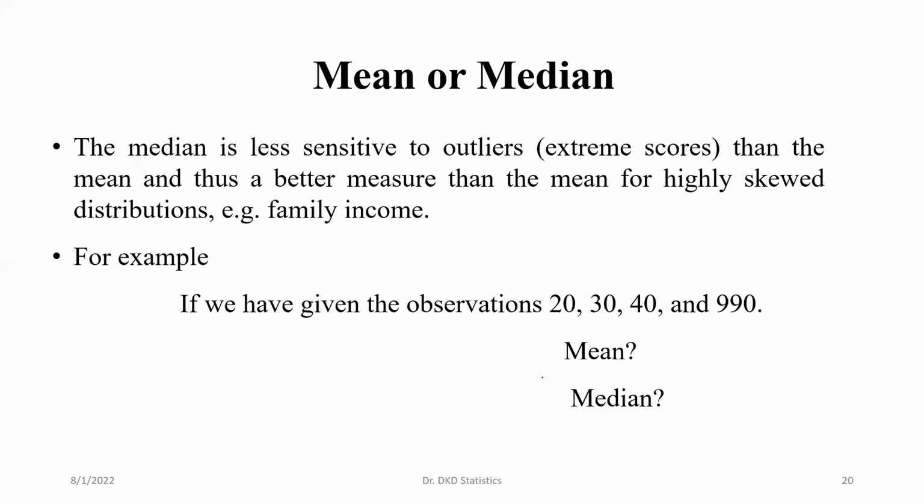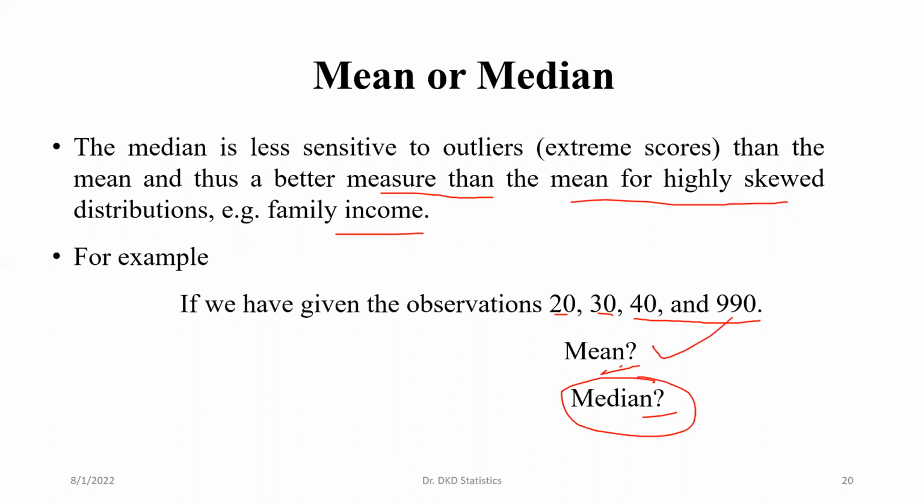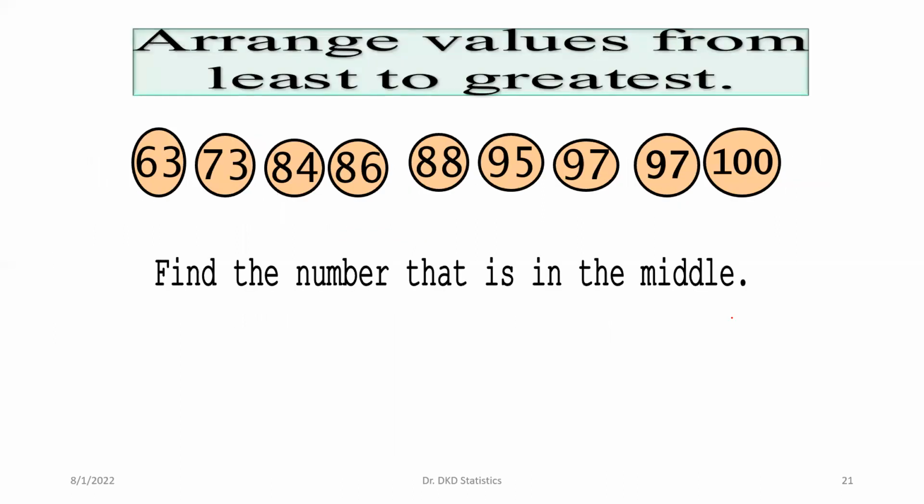Now we'll go for one concept here. The median is less sensitive to outliers and extreme scores than the mean, thus a better measure than the mean for highly skewed distributions like family income. If we have observations of this kind of data with outliers fluctuating, we can calculate the median in place of the mean.